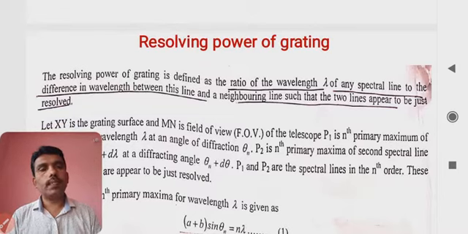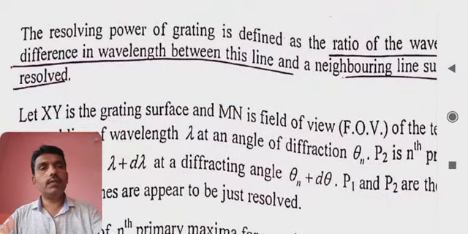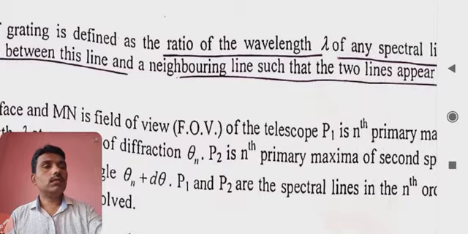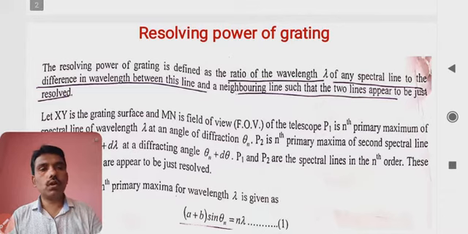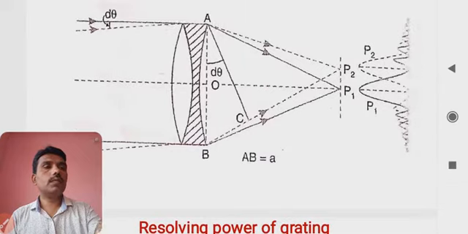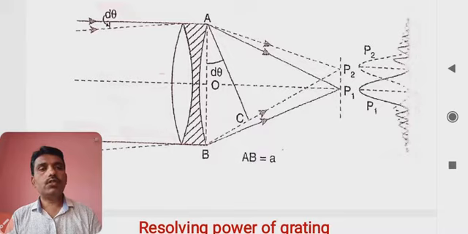The role of the grating regarding that: the resolving power of grating is to be defined in a calculation form, in relation to the wavelength lambda of any spectral line and the difference in wavelength between nearby spectral lines. Such two lines appear to be in just resolved condition. So here are two points P1 and P2 that should be in the just resolved condition.